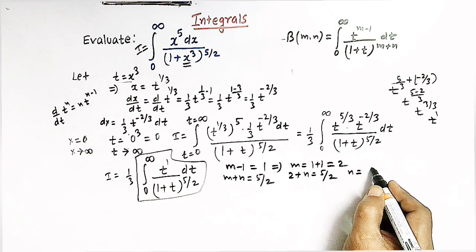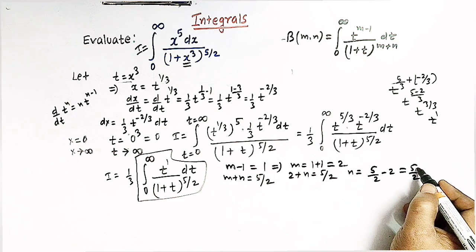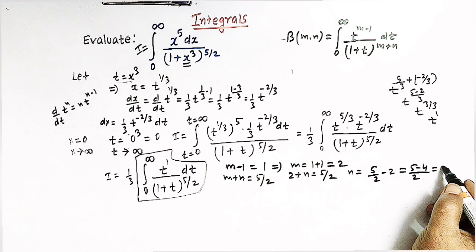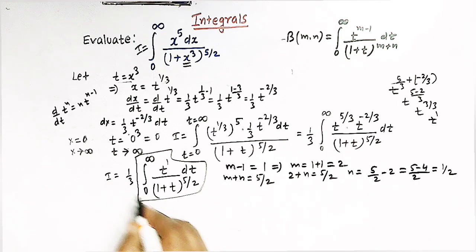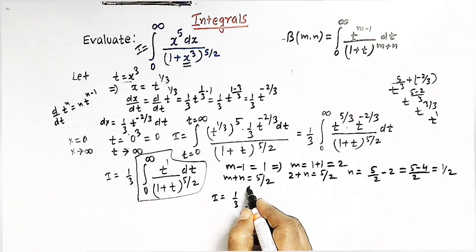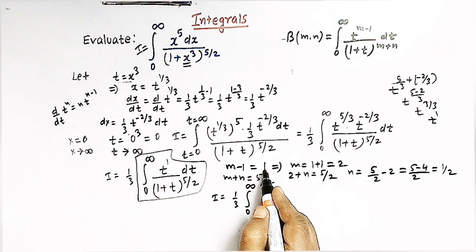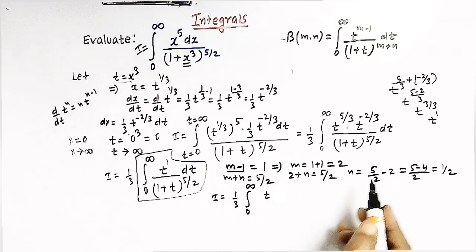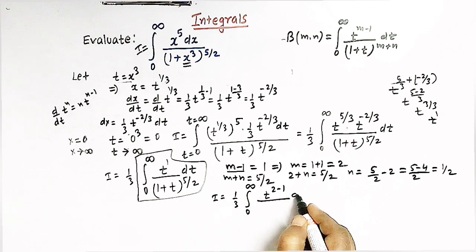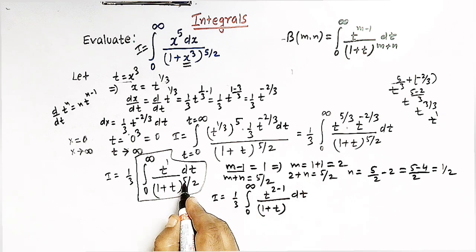So n is 5 over 2 minus 2, that is 5 over 2. This is 4, and 5 minus 4 is 1. So we have 1 over 2. So now we can write this integral I as 1 over 3, 0 to infinity, and t raised to 1. So 1 can be written as m minus 1. So m is 2, so we can write 2 minus 1, and here we have dt, and 1 plus t raised to 5 over 2.